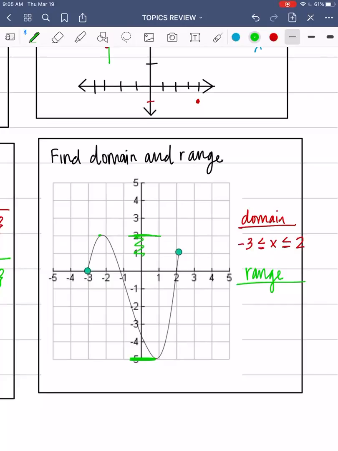Okay, so these are all the y numbers that we hit. All the way down here from -5, from that point right there, all the way up to 2. That's the highest point ever. So that's all the way from -5 up to 2. So we're going to write -5 is the bottom, less than or equal to y, because we're dealing with the range, less than or equal to 2. And that is our range.